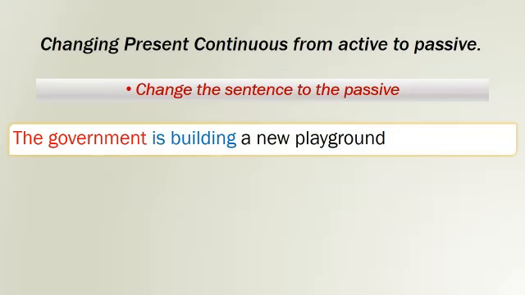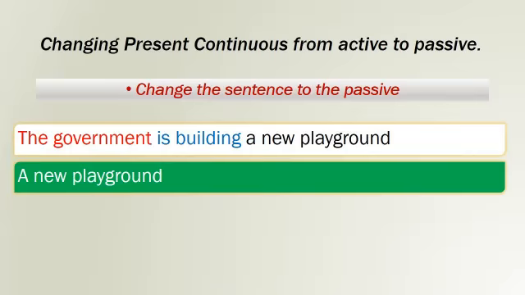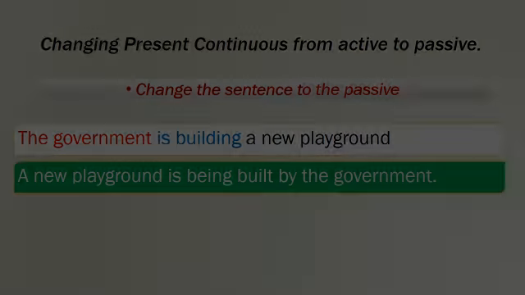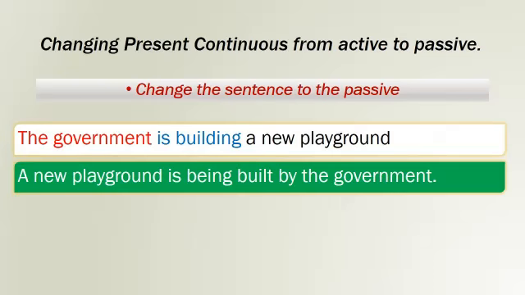In this sentence, the government is building a new playground. As you can see, the subject is the government, the verb phrase is building, and a new playground is the object. First, we move the object to the beginning. Then, we use the rule to change the verb phrase. We use the auxiliary is because a new playground is singular. Then we added the verb being. Finally, we use the past participle of the verb build, which is built. In this sentence, the subject gives us extra information, so we put it at the end of the sentence after the word by, as you can see.